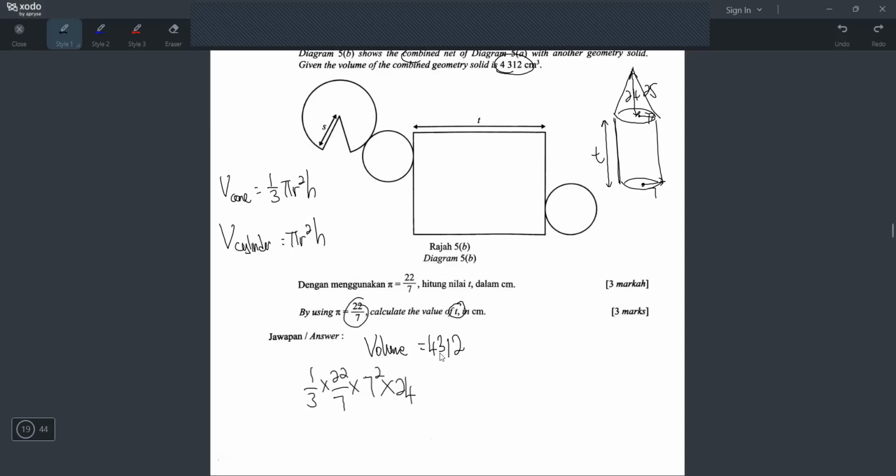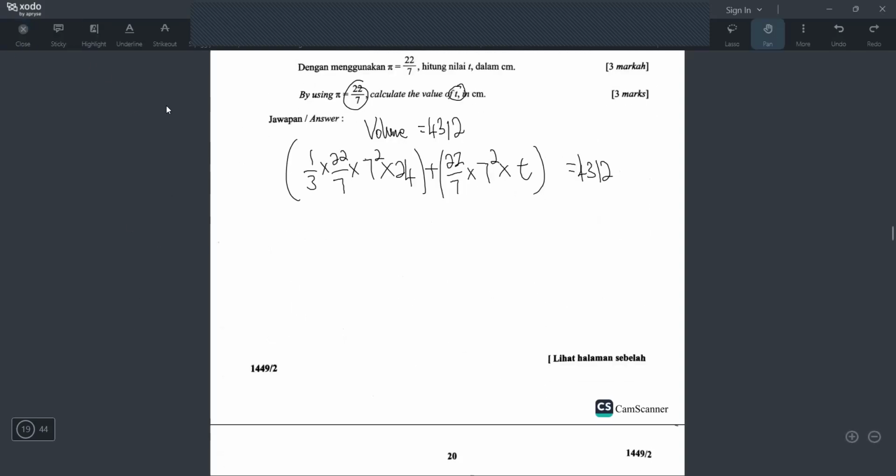Don't forget to add the volume of the cylinder, which is pi r squared h. The pi is 22/7, times the radius of the cylinder, which is 7 squared, times the height of the cylinder, which is t. This whole thing I'll put in brackets, and it equals 4312. Now I can find my t.